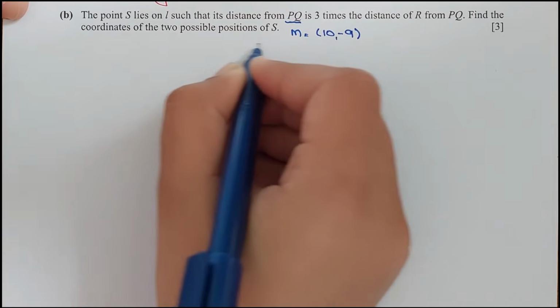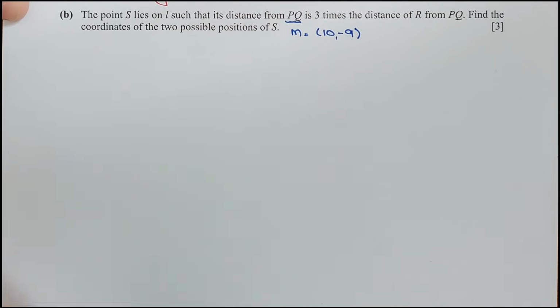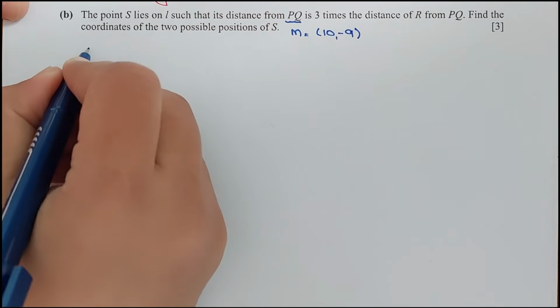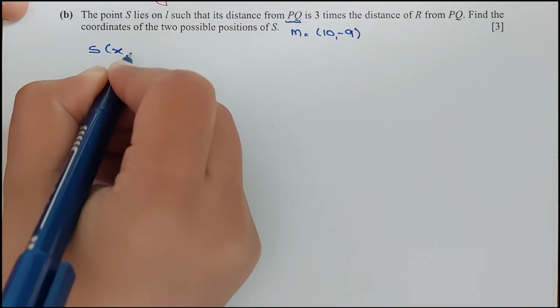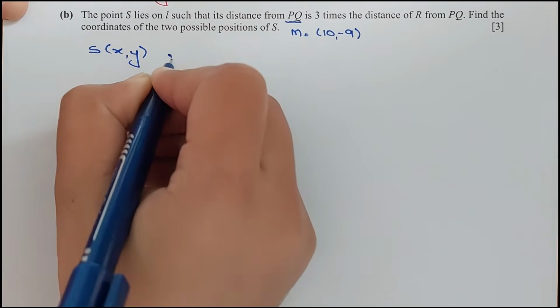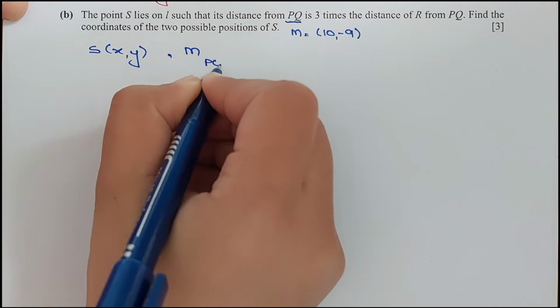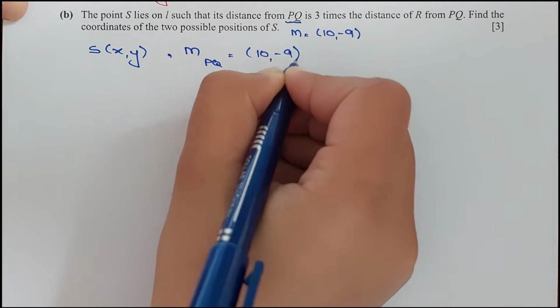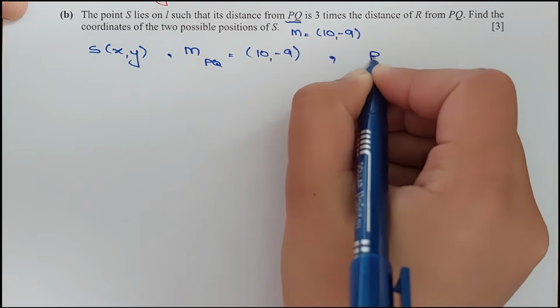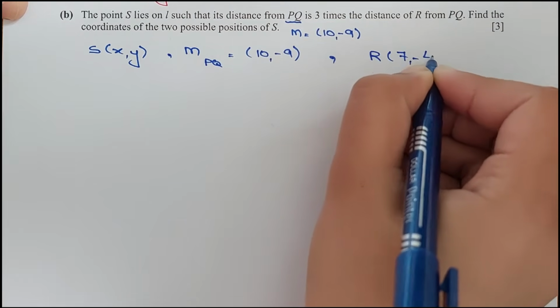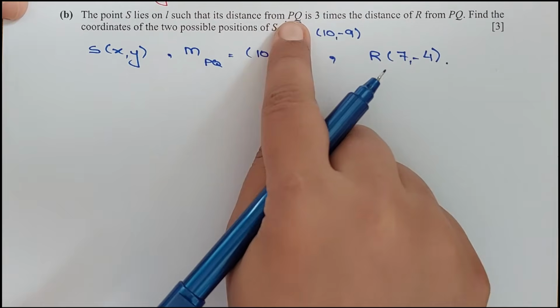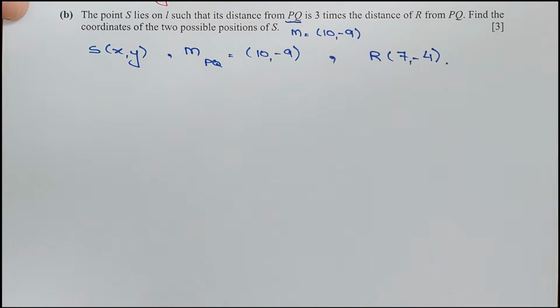Find the coordinates of two possible positions of S. Okay, so the distance of S from PQ, let's say S is (x, y), and the midpoint of PQ is (10, -9) and R is (7, -4). The distance of S from PQ is 3 times the distance of R from PQ.